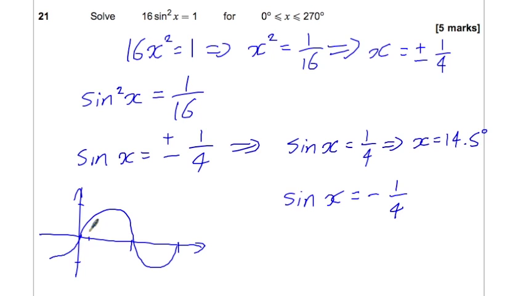And then if we look at that, we can see we've gone in 14.5 from 0. So to get the other solution at the same height, we're going to have to go in 14.5 from 180. So I'm going to do 180 minus answer, which gives me 166 degrees to 3 significant figures. Okay, so we've got 2 solutions for that first one. Then for the second one, I'm going to do inverse sine of minus a quarter.